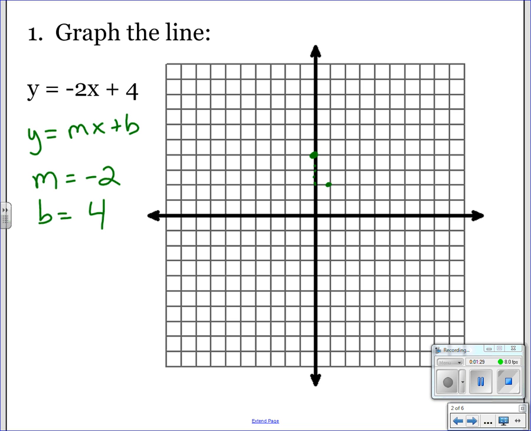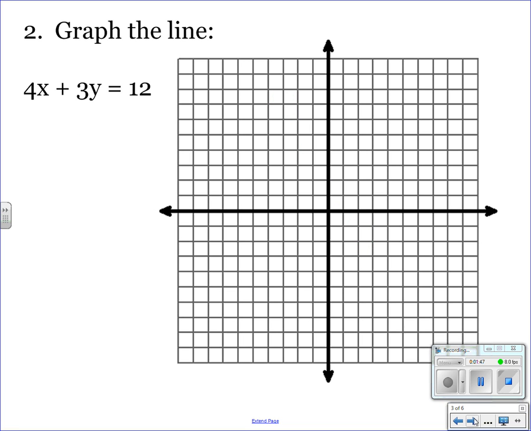So if I go down 2, right 1, that's 2 points. Now something I want you guys to recognize, you could go up 2 and left 1. And that is our line. So that's not too bad. I kind of expect you guys to walk in knowing that.